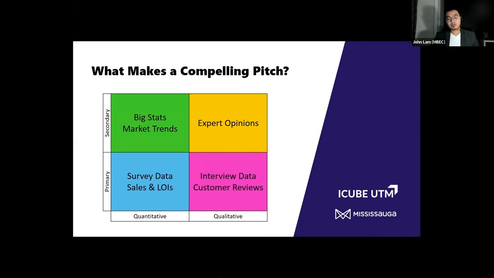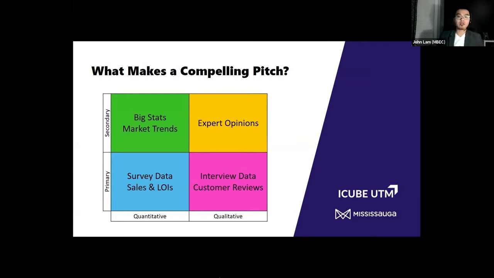And one of the mistakes that I see from early stage entrepreneurs who are putting their pitches together, they overly rely on the secondary data. And that's not compelling enough, right? To have a really compelling evidence, a compelling pitch, ideally you would have all of these points of information. You would have all of this evidence, and you would slot it in a way that makes logical sense.